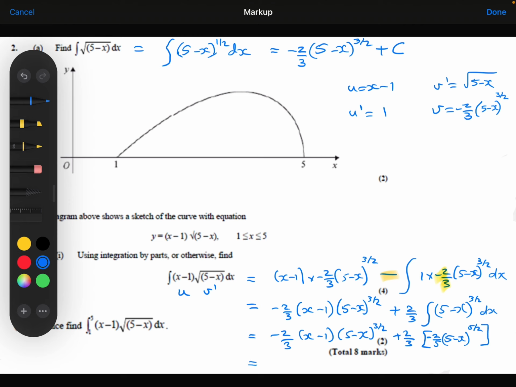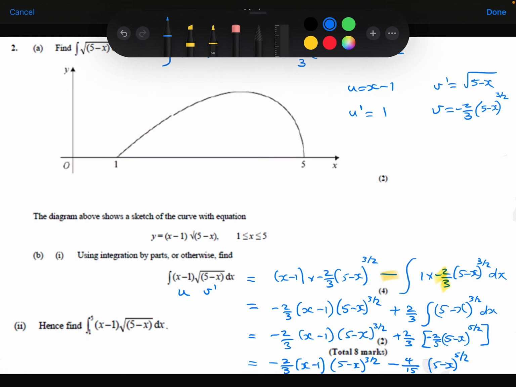And then simplifying that then, so the 2/3 times minus 2 over 5 will be minus 4 over 15. And then we've got the 5 minus x to the power 5 over 2. And that is my answer for part B.